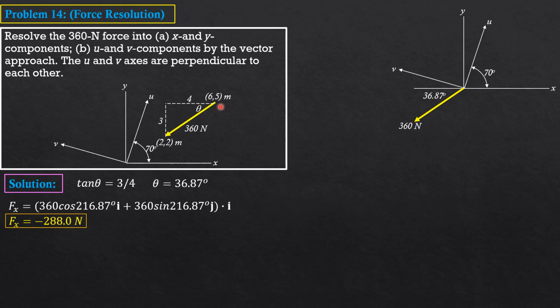As I said earlier, if not instructed to resolve the force into x and y components by the vector approach, then it is simply negative 360 times cosine of 36.87, or negative 360 times 4 over 5.